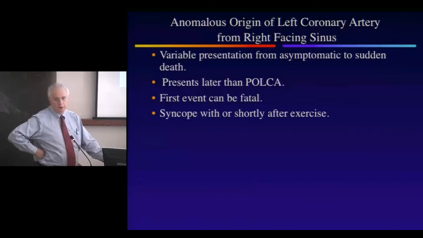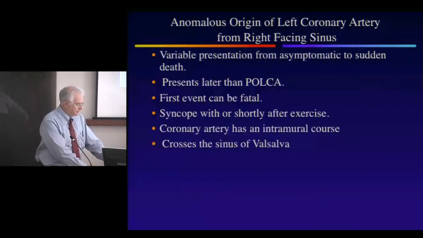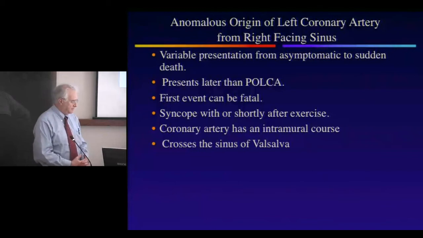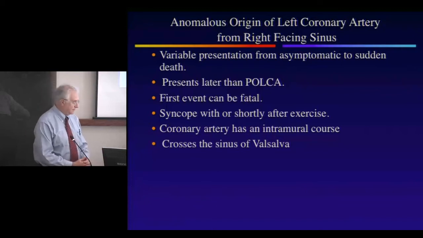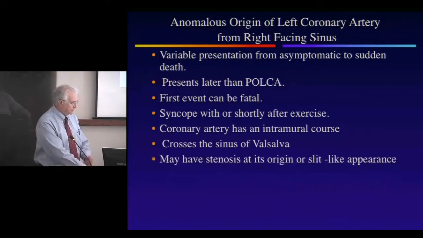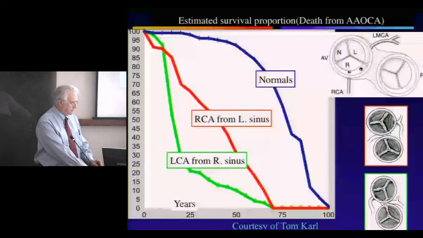The people from Philadelphia wrote up a series of 5 cases with a family history of anomalous coronary artery of this kind. So if you find it in one family member, it behooves you to evaluate the family for the presence of this lesion. And just like it does in transposition, it may be fatal, may have syncope with or shortly after exercise. The coronary runs an intramural course. It crosses a sinus of Valsalva. It may have a great vessel course. And as Steve had showed, the origin may be slit-like, and it's often high, almost always high. And as I said, it runs an intra-arterial course.